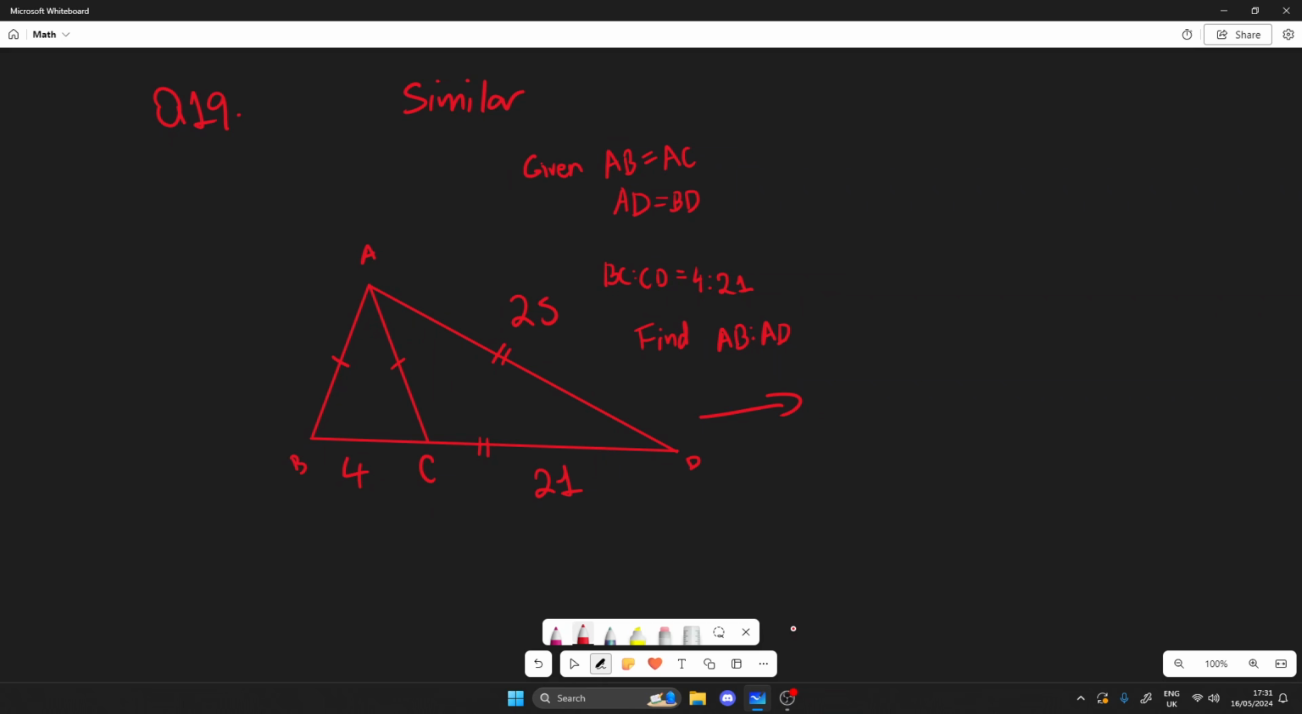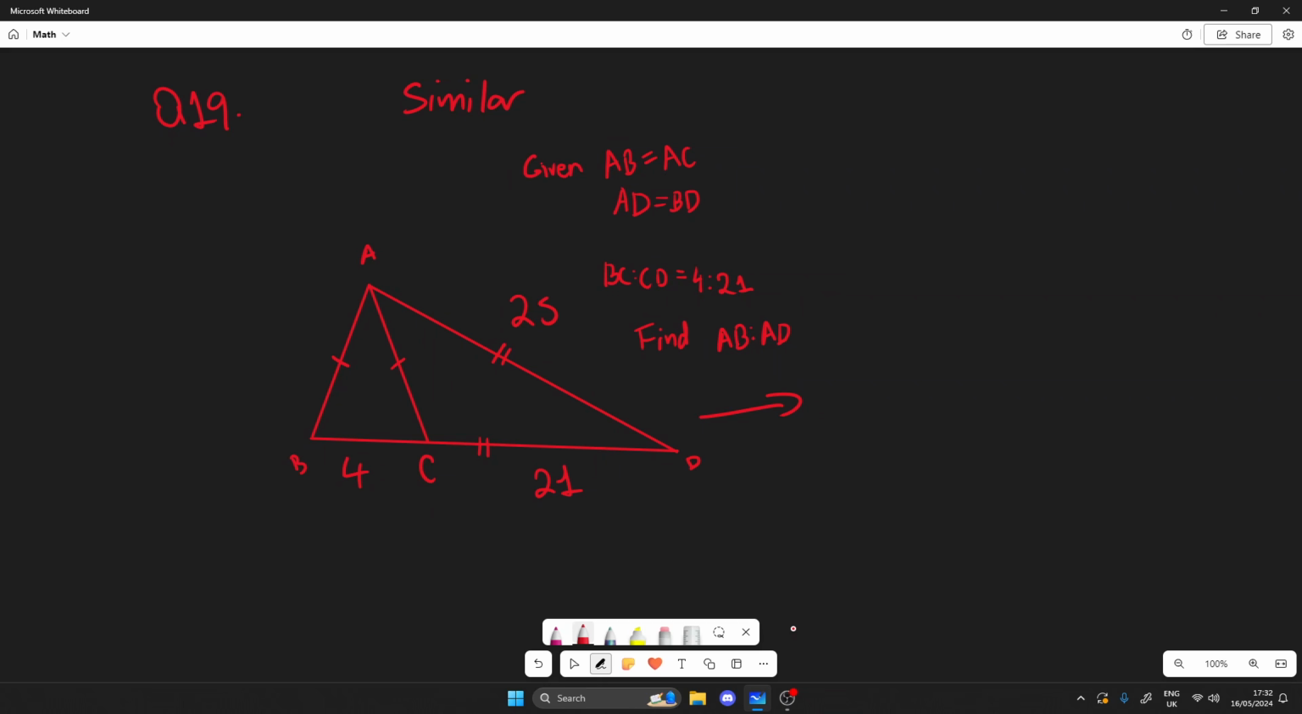If you can't remember, let me just go through the question first. The question states that these two shapes, ABC and ABD, this big one here, are similar. So they have a scale factor. And they're isosceles as well because AB equals AC, which I've shown over here, and AD equals BD. So we know they're isosceles, right? That's pretty cool. But what we need to find out is the ratio of AB to AD.